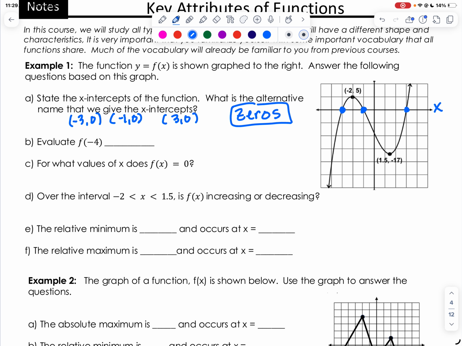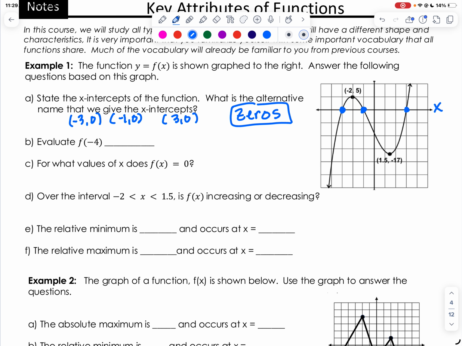So what I want to do is start at (0, 0) and go left 4, and then count down to where I hit the function. So 1, 2, 3, 4 to the left, and then count down until I hit the function. 1, 2, 3, 4. So f of -4 is equal to -4.